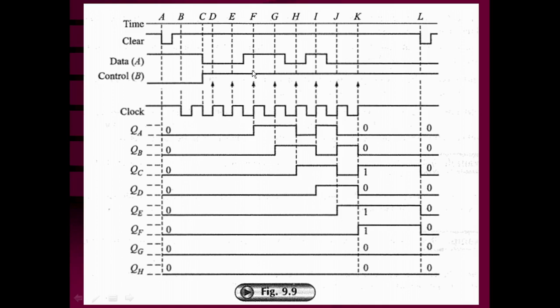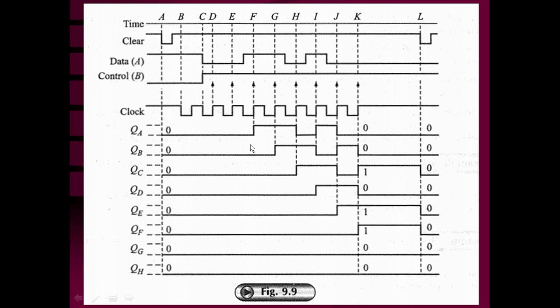At the instant of time F, data input is going to be 1. So 1 will be shifted into the shift register at time F, and you can see that QA becomes 1 now. At the instant of time G, what happens? Positive transition of the clock pulse. Another 1 is going to be entered into the flip-flop QA, but this 1 is shifted into the flip-flop B. At this time H, data input is going to be 0, that is going to be entered into QA. This 1 will be shifted into the flip-flop B, and this 1 is shifted into the flip-flop C.